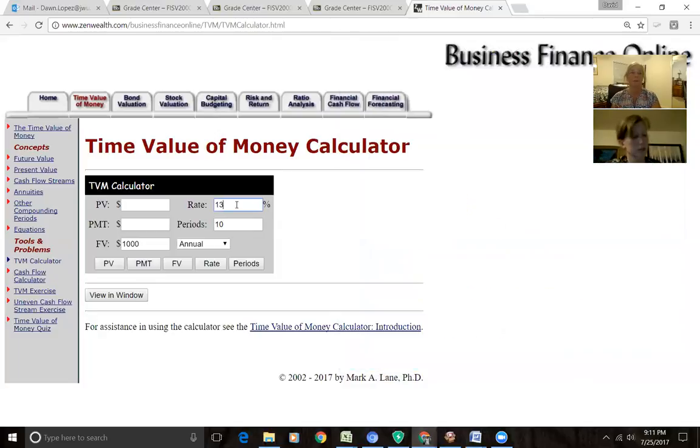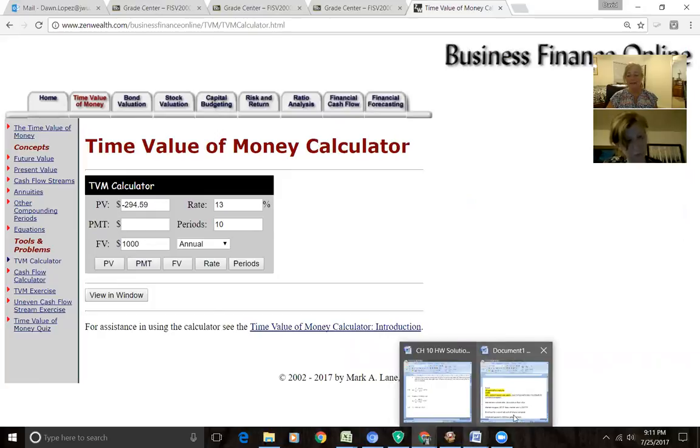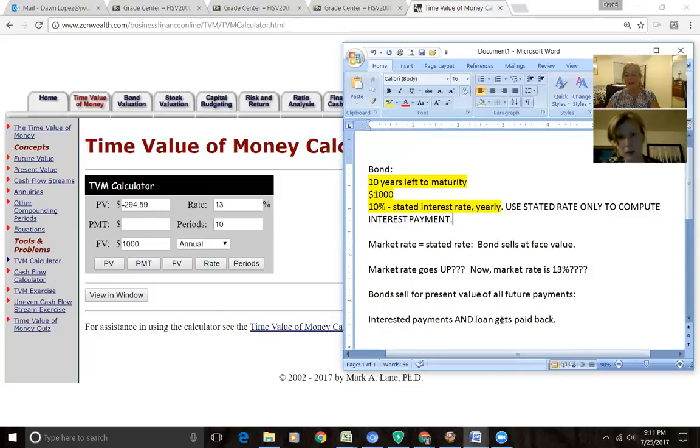What we're trying to do is say, how much should this bond sell for based on the fact that the market rate's now 13%? So we're going to put 13% in there. The bond matures in 10 years, and that's it. It's not payments. It's a one-time thing. We're going to get that $1,000 back just once. So what is the present value of that? That is $294.59. And so when the loan gets paid back, we just valued that as $294.59.